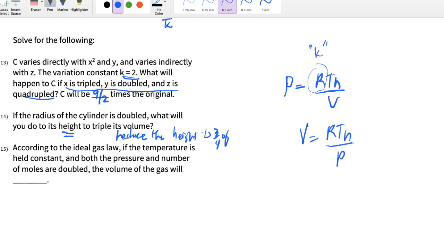So, ano yung changes dito? Temperature is constant, so pareho pa rin. Double yung number of moles, and then double din yung pressure. Okay, so magka-cancel lang yung 2 dito. So, ang volume natin will actually remain the same. Okay? Or will not change.